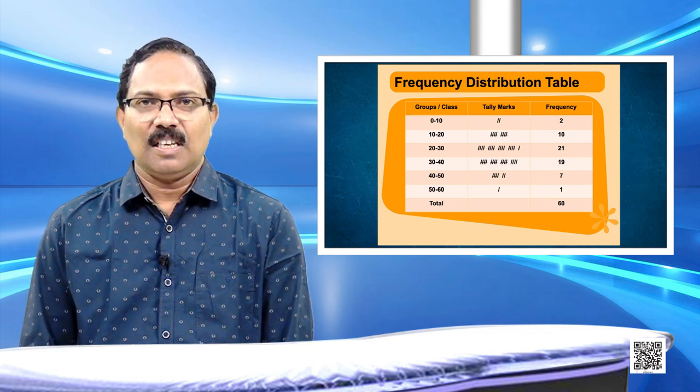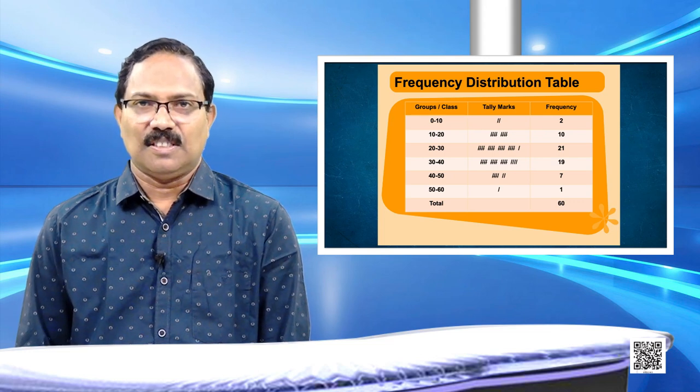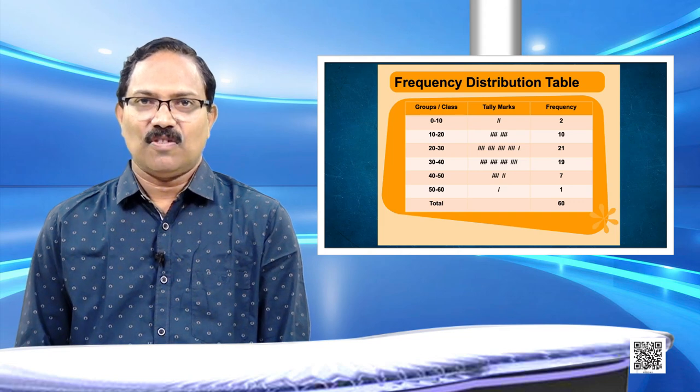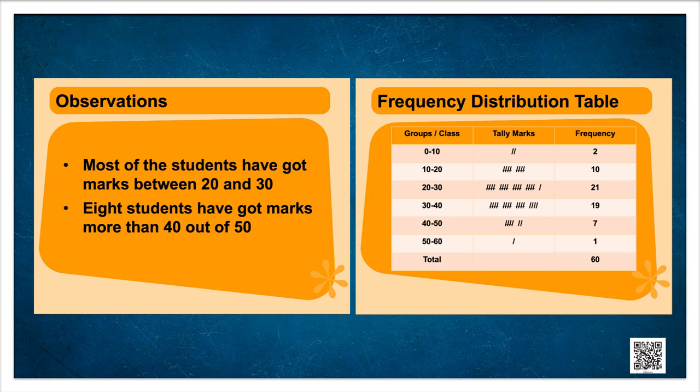From the obtained table, we can make meaningful observations. Can you? Yes. Some of the observations are: most of the students have got marks between 20 and 30. Is it correct? Yes. Why? Because this group has got the highest frequency. 8 students have got marks more than 40 out of 50. Is it correct? Because the 40 to 50 group has got 7 frequency and the 50 to 60 group has got 1 frequency. If we add 7 plus 1, we get 8, which is the number of students who have got marks more than 40.